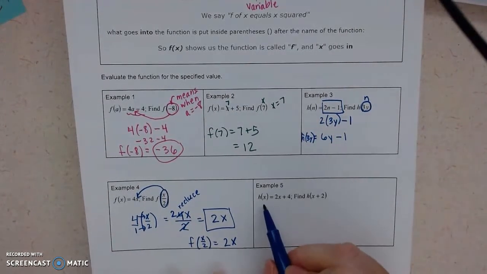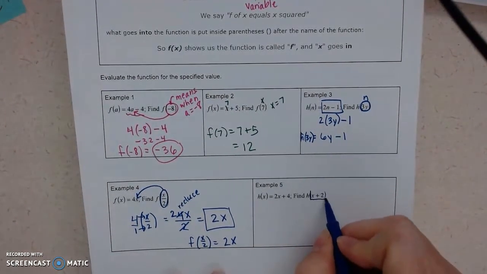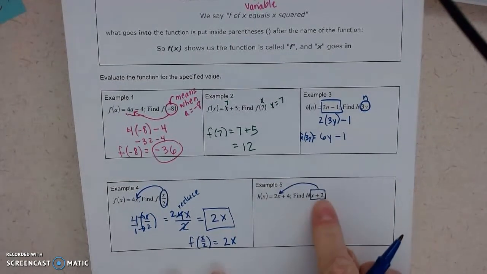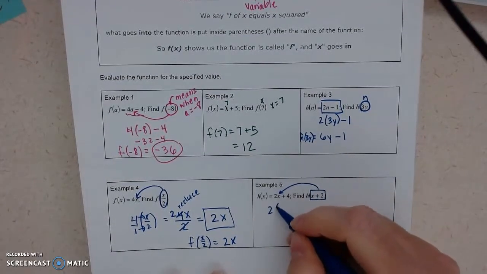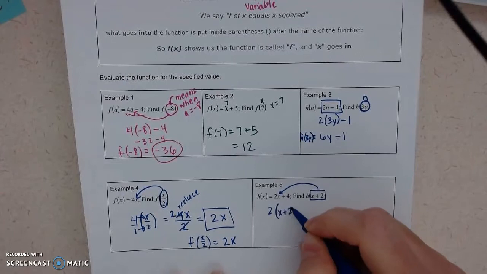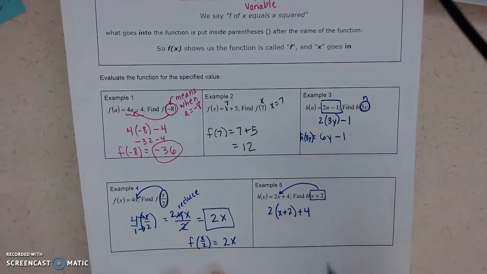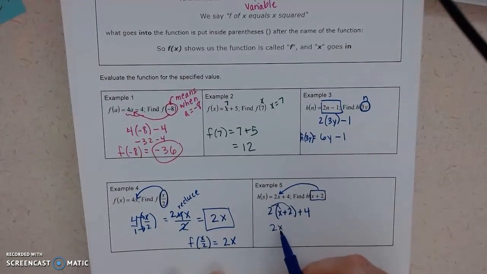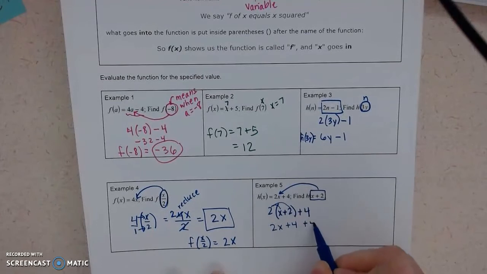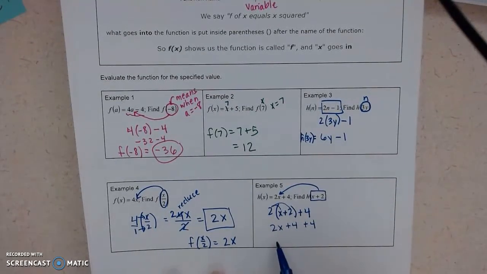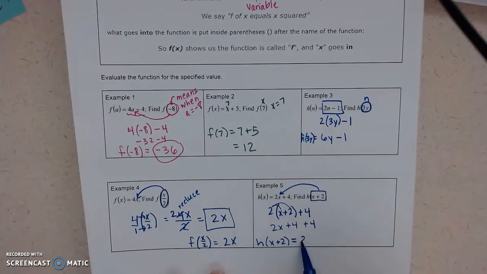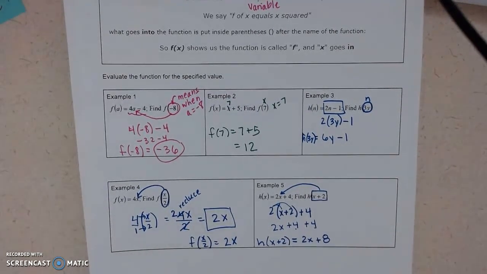Our last example is h. So we want to substitute x plus 2 everywhere we see the variable. Now, since these are being added, I like to use parentheses. So I've got 2, and then x plus 2, and then I still copy down the plus 4. On this problem, you're going to distribute the 2, and then combine like terms. So your final answer, h of x plus 2, is equal to 2x, and then 4 plus 4 is 8. Once again, those are not like terms, so you cannot simplify those any further.